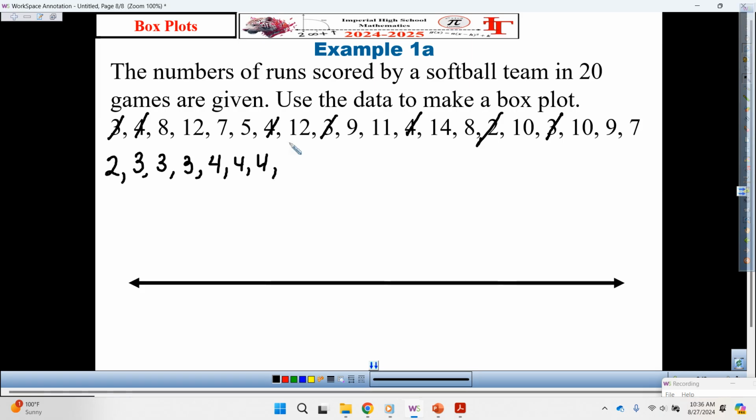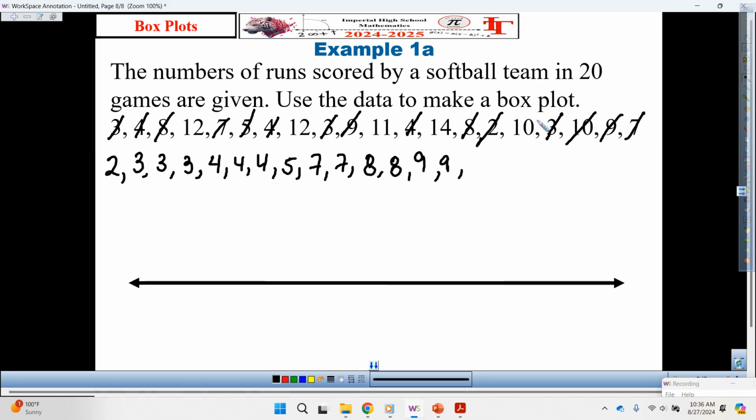All right. Next up, what do we have? We have a 5 right here. Is there another 5? No. Let's go to 6. No 6. How about 7? Yes, two 7s: 7, 7. How about 8? Yes, two 8s: 8, 8. Okay, how about 9s? Yes, two 9s. How about 10s?